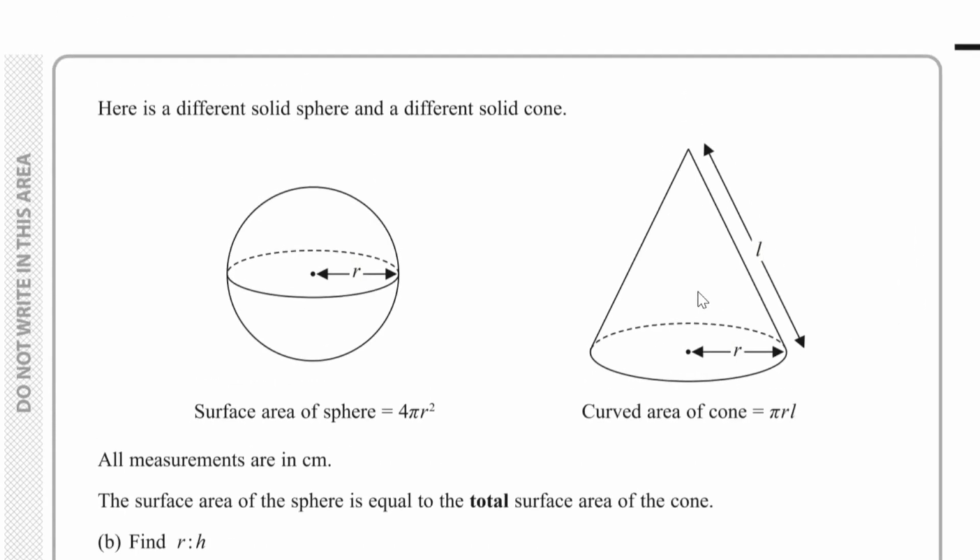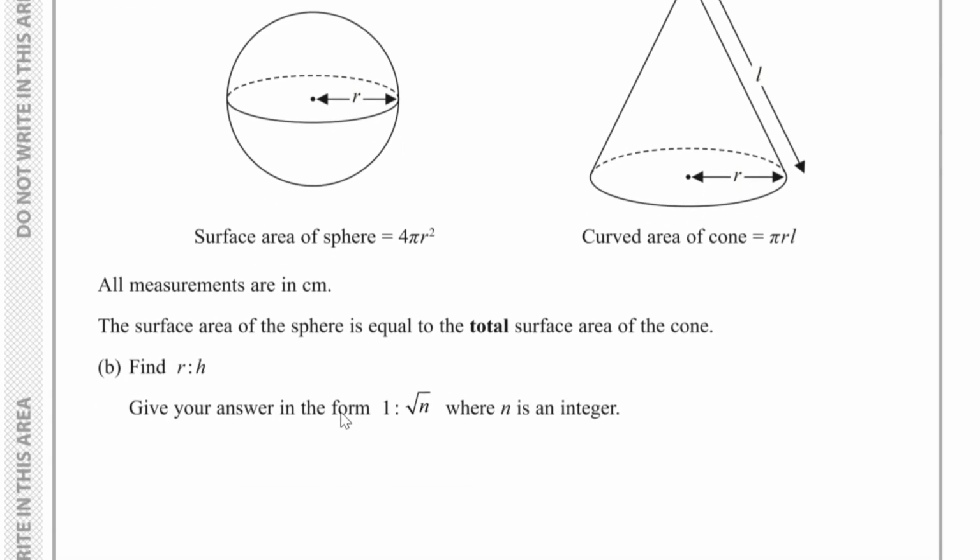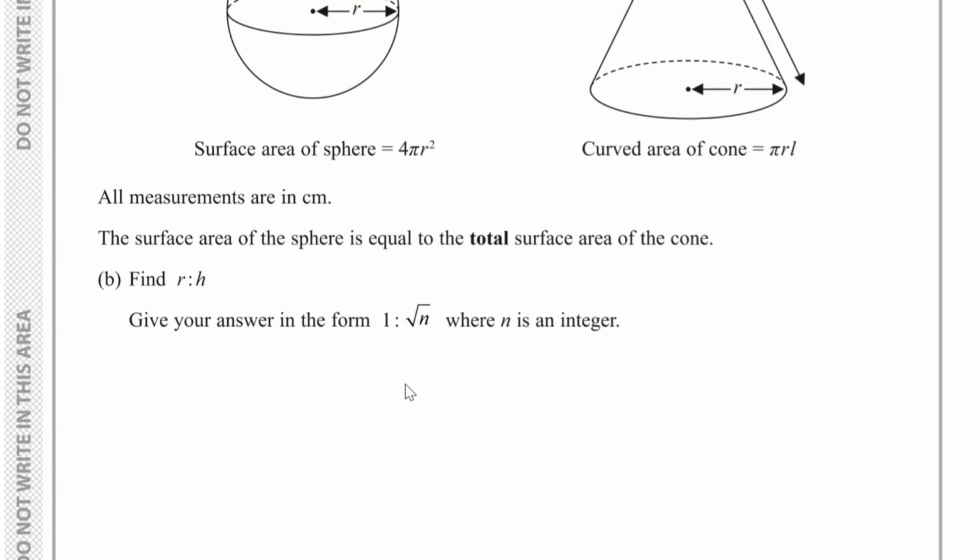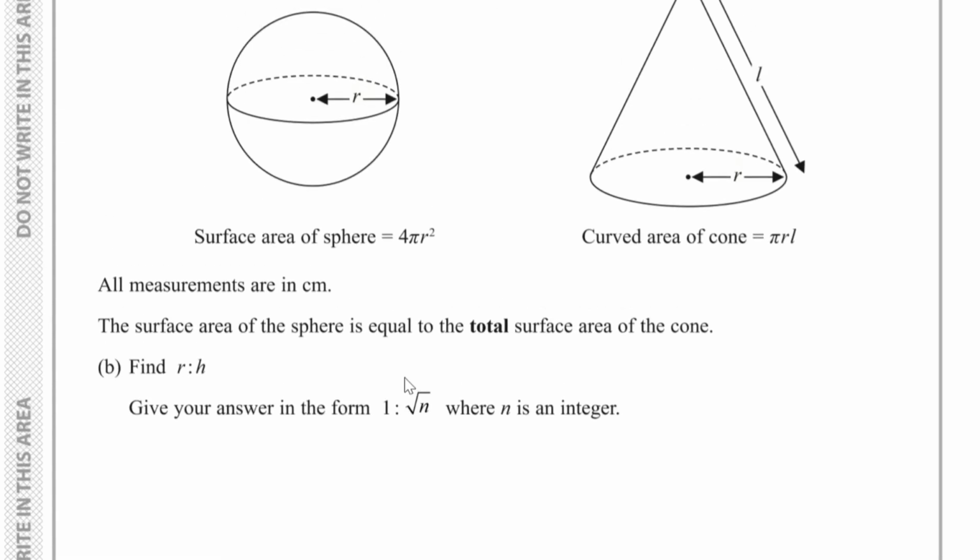For part B of the question, here is a different solid sphere and a different solid cone. We've got the surface area of the sphere being 4 pi r squared, and the curved surface area of a cone is pi rl. Measurements are in centimeters. We have to find the surface area. Well, the surface area of the sphere is equal to the total surface area of the cone, and we have to find the ratio r to h. Well, we already know what the surface area of a sphere is. That's 4 pi r squared.